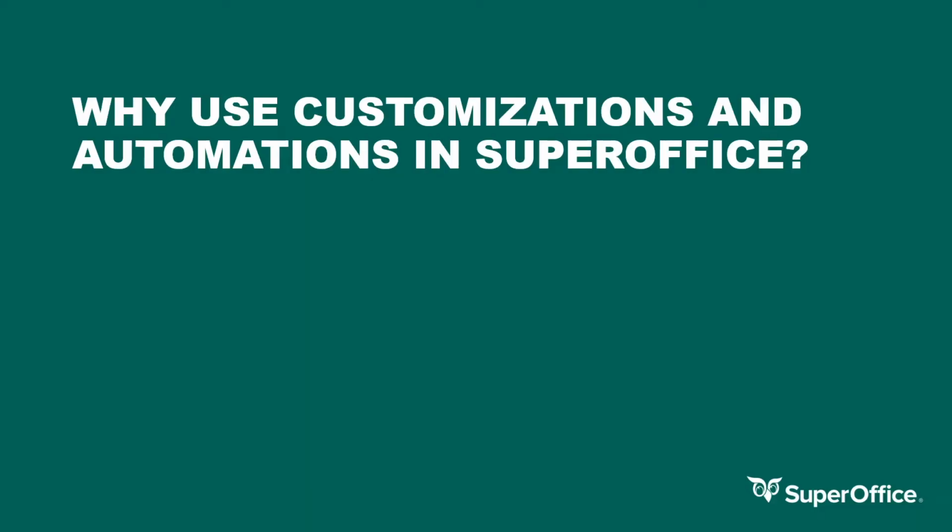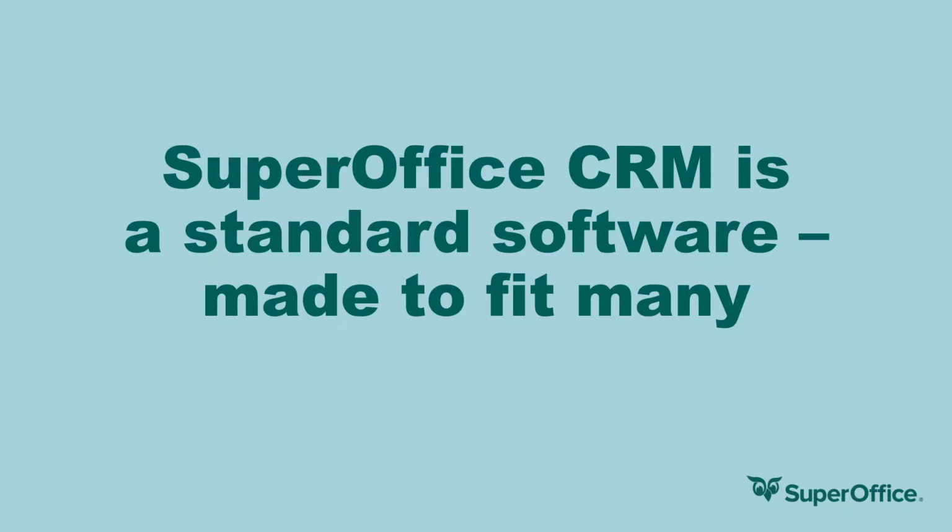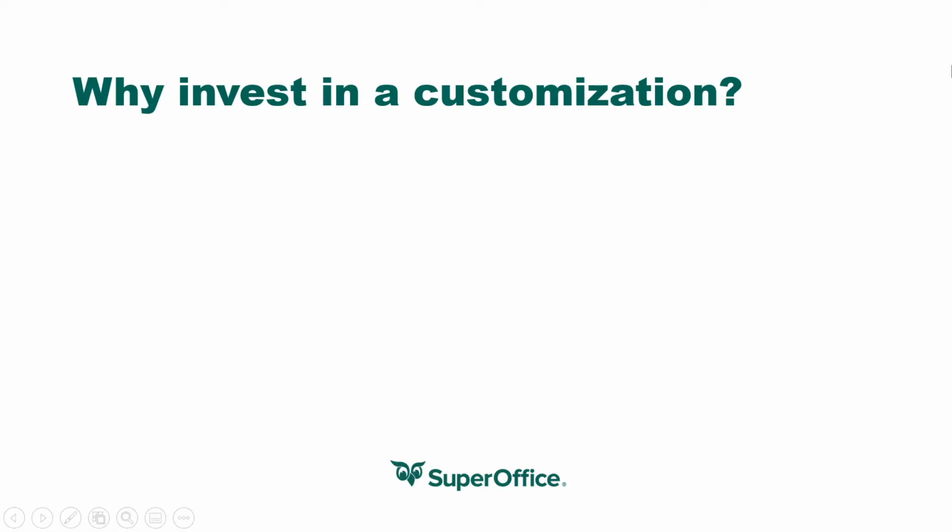So why use customizations and automations in SuperOffice? SuperOffice CRM is a standard software made to fit many. And you want a standard software because it offers process support designed to support the most typical work processes and capabilities that work immediately out of the box with no development time and short implementation time. Yet sometimes you need more than what is available as standard. You need customizations. And by customization, we mean configuring, integrating, and extending SuperOffice so that a customized CRM solution is created to cover the needs of an individual business.